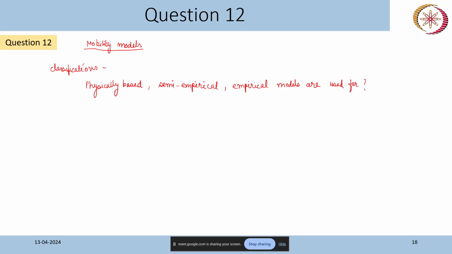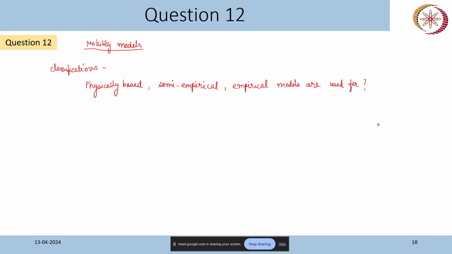Now, the physics-based model, how the mobility is actually varying, or how the electrons and the carriers are moving. So the exact mobility, that is the physics based model of the mobility, is not used in many scenarios. It is very difficult to exactly determine how the carriers are moving.